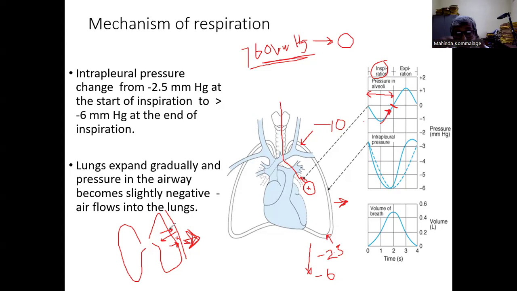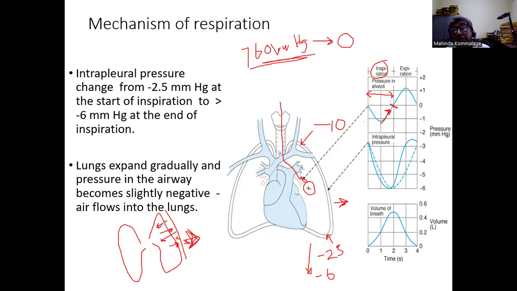But we cannot keep that forever, right? So we put in the effort with the inspiratory muscles and diaphragm. But when the lung expands, recoil pressure will act in the opposite direction.